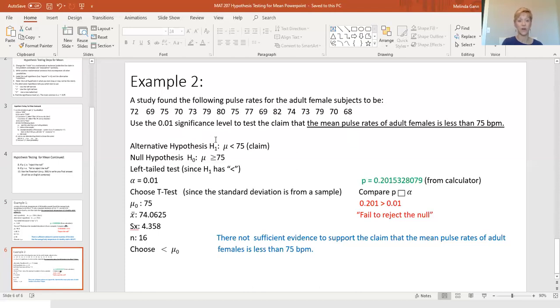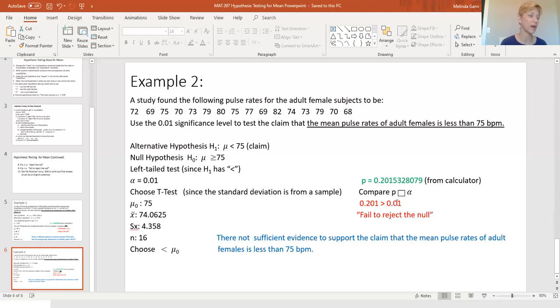Again, I looked at that alternative with less than, and I chose the less than and hit calculate. And this came out to be my probability. And again, I compared the probability to my alpha. I always put the P first and then the alpha. Remember, you find the first place they're different, so that 2 is obviously bigger than that 0. So this number is bigger than that number. When P is greater than alpha, you fail to reject the null.